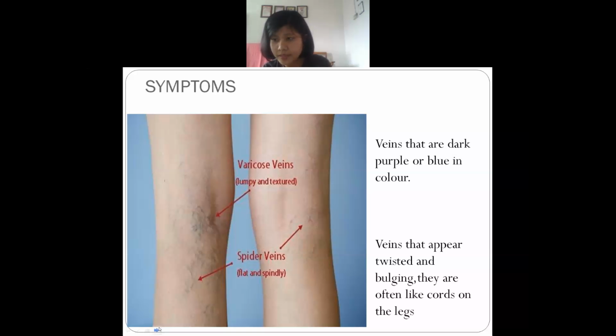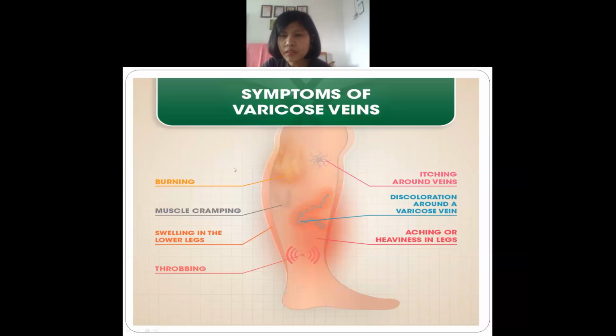And spider veins, this is a spider vein. Sometimes they appear on the face, this portion also, but they are not that serious. They are not that much harmful. So these are some symptoms of the varicose vein.